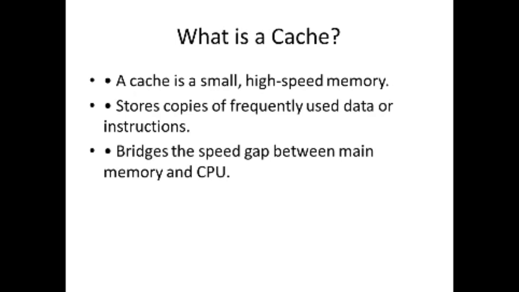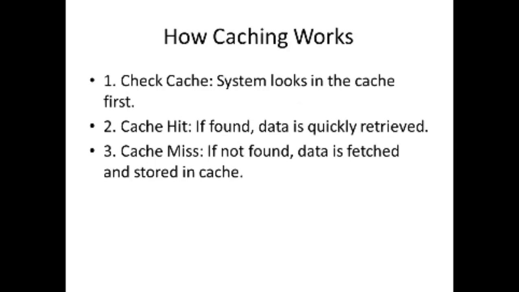Okay. So how cache works? The first point is check cache. The system looks in the cache first. So before you can retrieve data from the cache, the system goes into the cache and looks first to see whether you have some frequently used data stored over there.